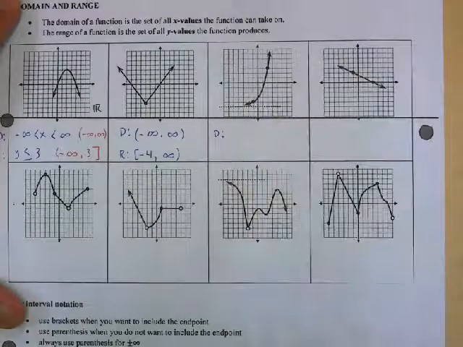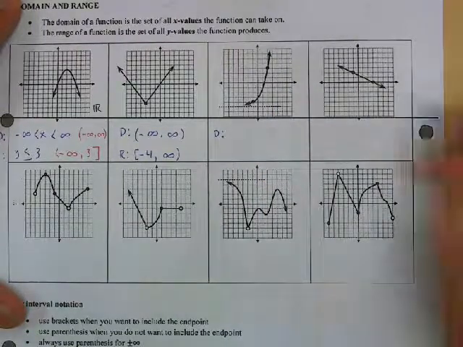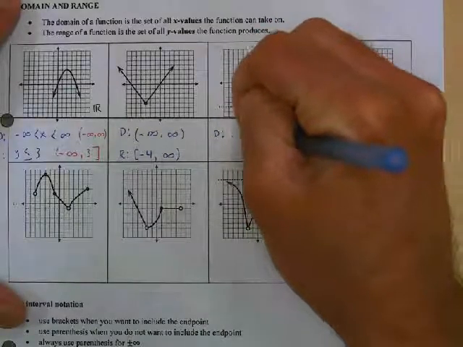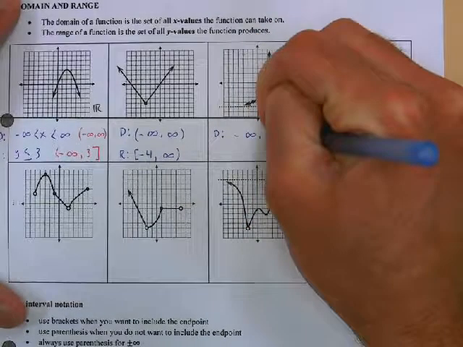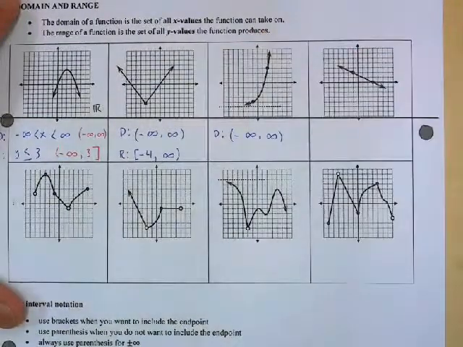Does it ever stop going to the right? Well, it's going up a heck of a lot faster, but no, it never stops going to the right. So again, my domain is all reals. In other words, it goes from negative infinity to positive infinity. And we can't ever reach infinity, so then parentheses around those.